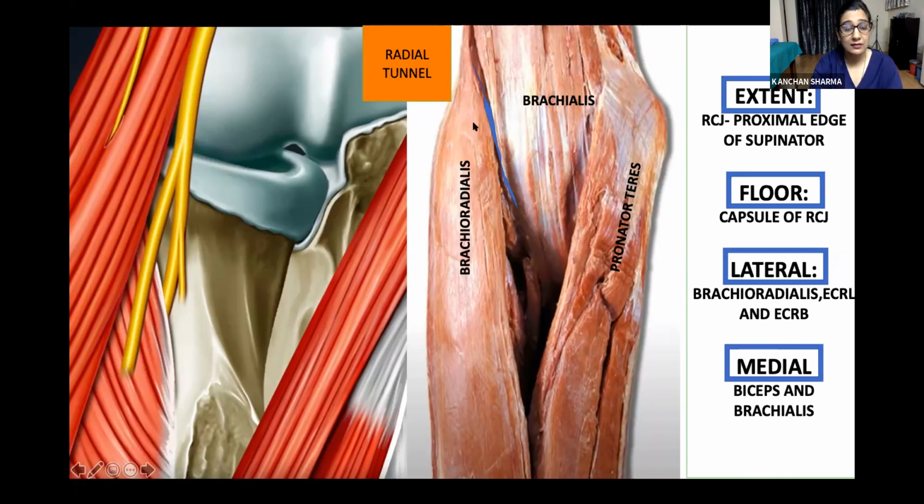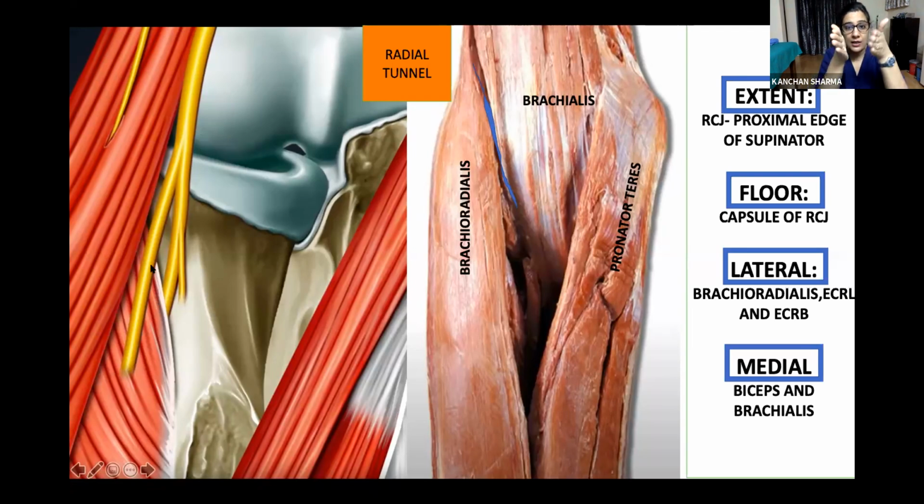Now, what exactly is radial tunnel? Radial tunnel, we say, again, it's a tunnel. And how is this tunnel formed? Look at this slide and you will be able to understand it nicely. We say it is from, what is this, the rounded thing. Going back to our elbow days, the rounded thing on the distal articular surface is your capitulum, and the wing-like thing is your trochlea. So from this to the proximal edge of the supinator, that is the extent.